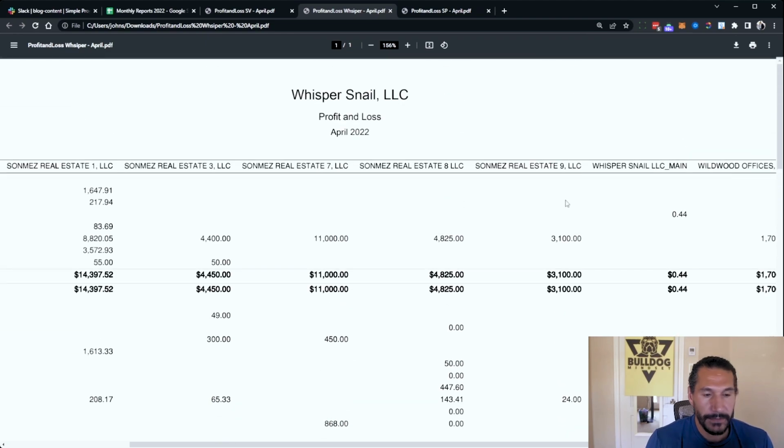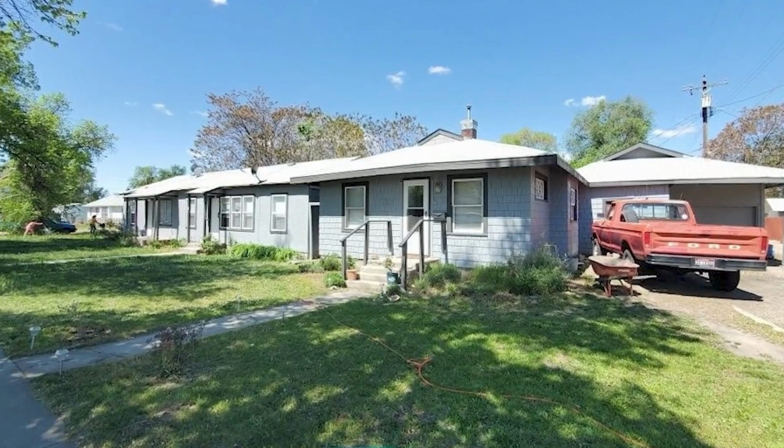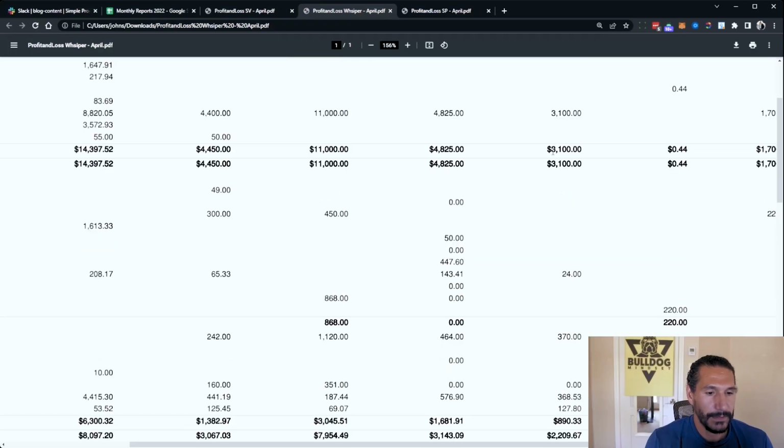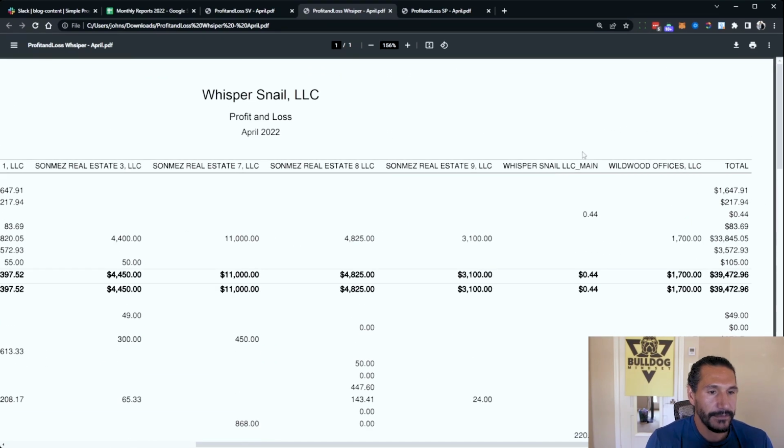And then real estate nine, this is a triplex I own in Nampa, Idaho, Caldwell, Idaho, actually. And that is fully rented. It's one of the best investments I ever made. A really, really good return on this. And you can see there's a few expenses here, but not a huge amount. So about $2,200 there.